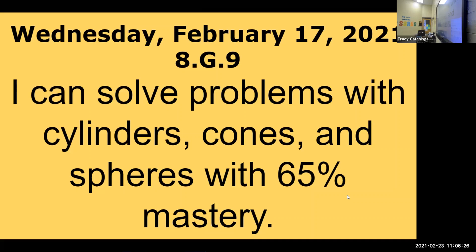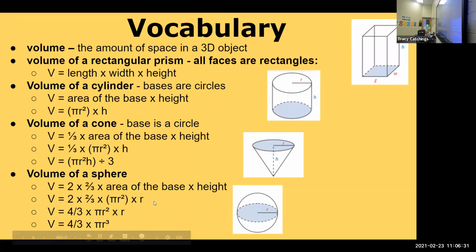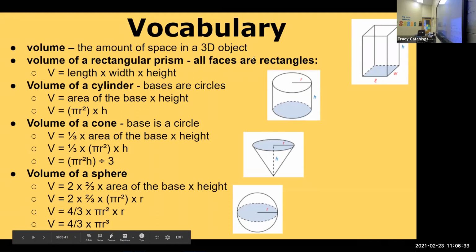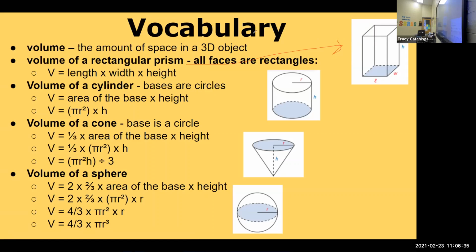Y'all still got your formulas? All right, if you forgot. Volume of a rectangular prism, that's the one you've been looking at since about 4th grade: length times width times height. We got volume of a cylinder: pi r squared times the height.